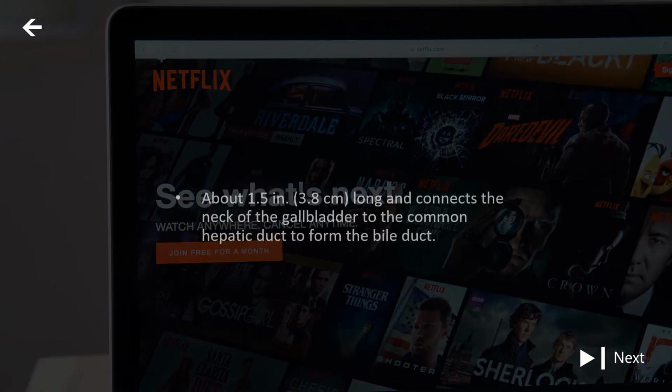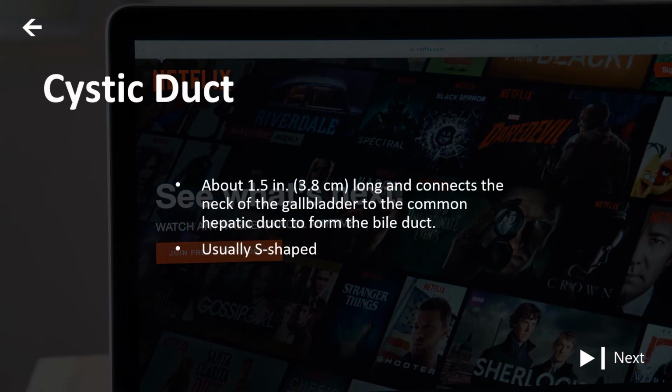So the cystic duct. The cystic duct is about 1.5 inches long and connects the neck of the gallbladder to the common hepatic duct to form the bile duct. It usually is somewhat S-shaped and descends for a variable distance in the right free margin of the lesser omentum. The mucous membrane of the cystic duct is raised to form a spiral fold that is continuous with a similar fold in the neck of the gallbladder. The fold is commonly known as the spiral valve. The function of the spiral valve is to keep the lumen constantly open.